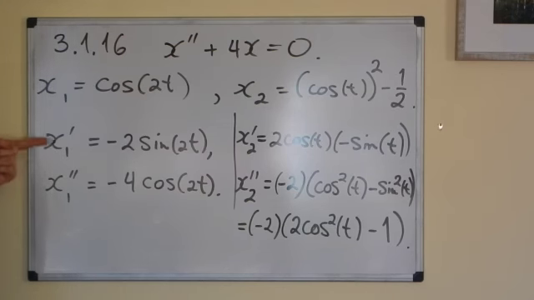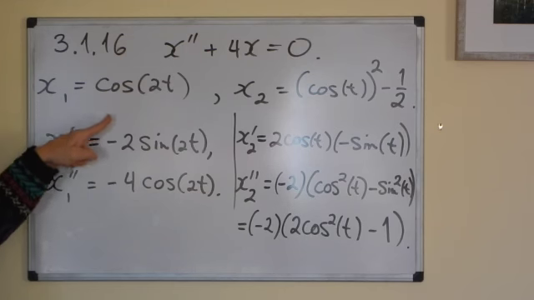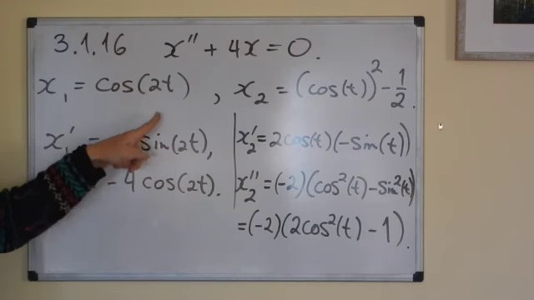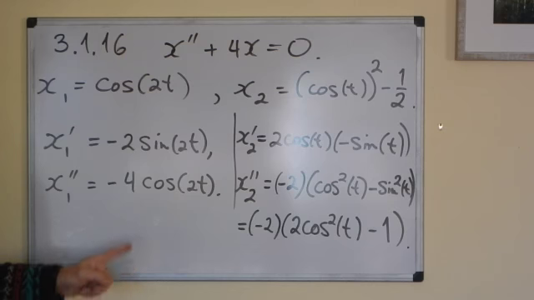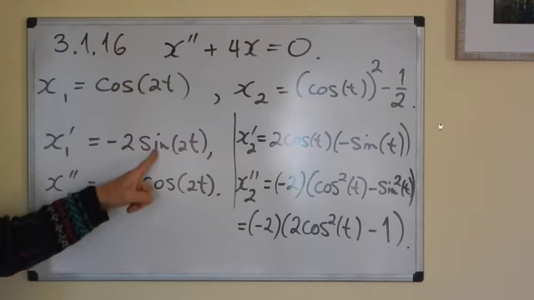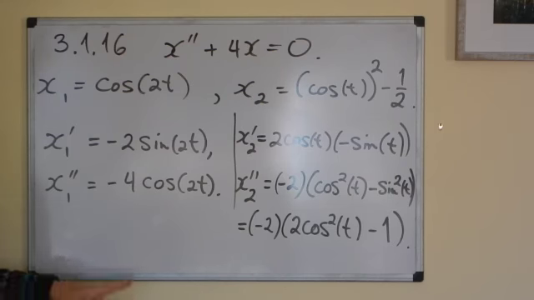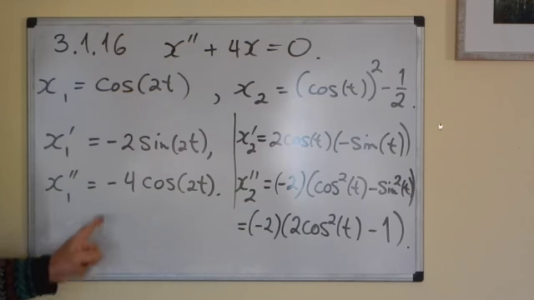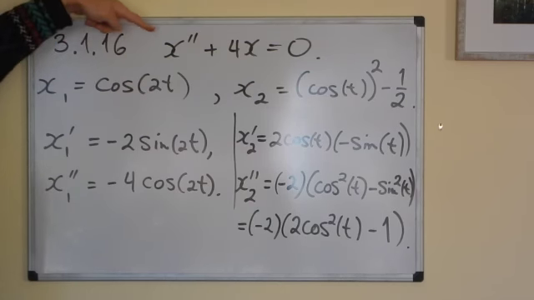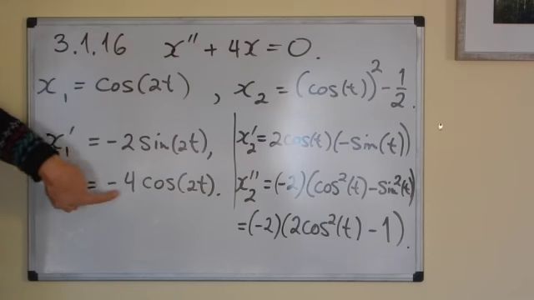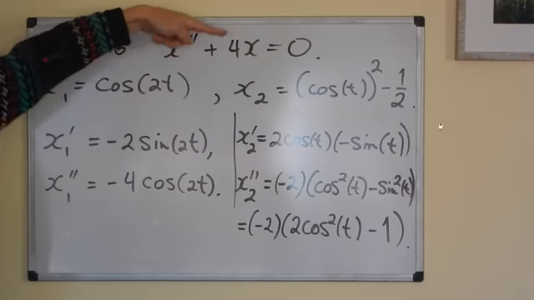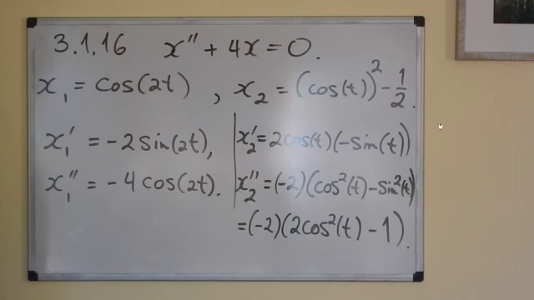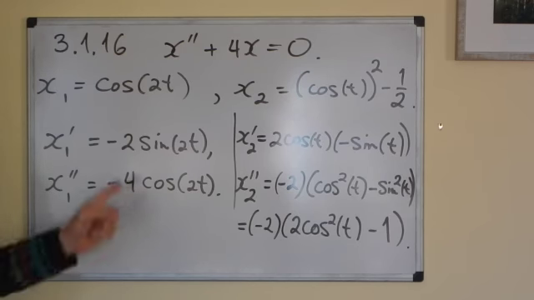If I take the derivative of x1, the derivative of cosine is minus sine, and the derivative of 2t with respect to t is 2. Differentiating again, the derivative of sine is cosine, and again another factor of 2 comes out. This is minus 4 cosine 2t, and minus 4 cosine 2t plus 4 cosine 2t is 0, so that's a solution. Let's check the other one.